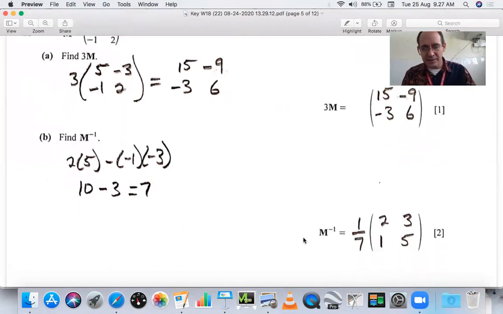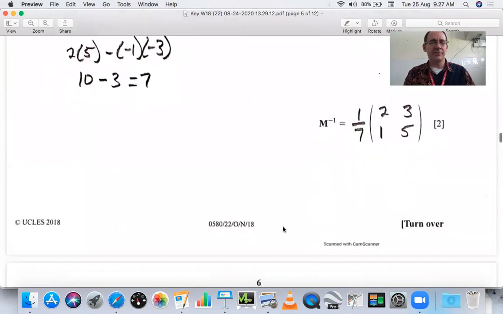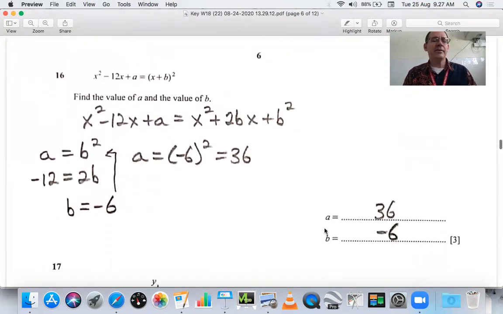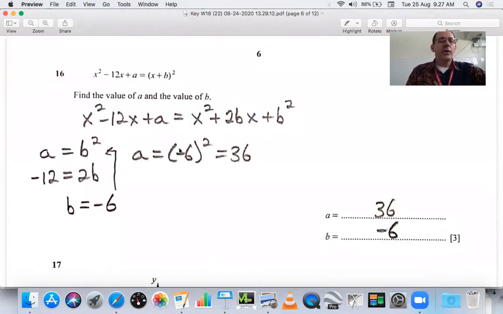So if you wanted to double check, you could, but you don't really need to. Down here, number 16, we have find the value of A and the value of B. We have A on one side, which is a quadratic already in standard form. We have B on the other side, which is in the square form.